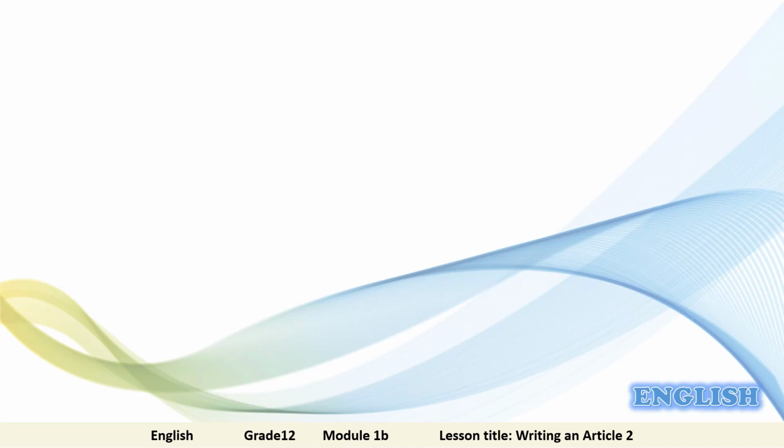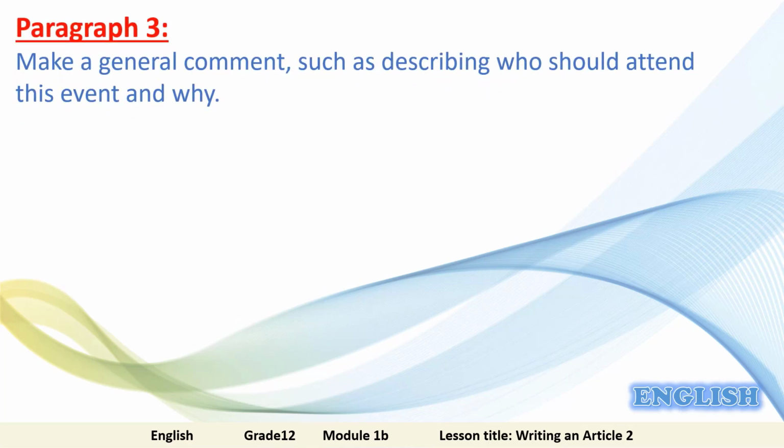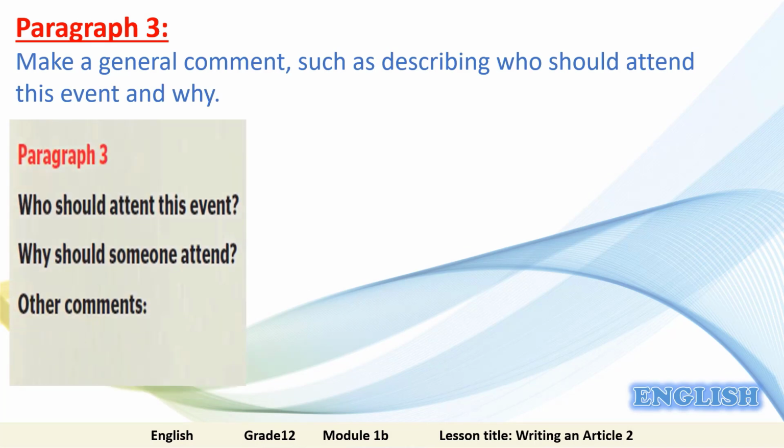So far, we're done with our planning of the first and second paragraph. Now, we're moving on to the planning of our third paragraph. What exactly should I include in my third paragraph? It's a general comment, such as describing who should attend this event and why. In other words, it's just the answers of these two questions and some other comments as well.